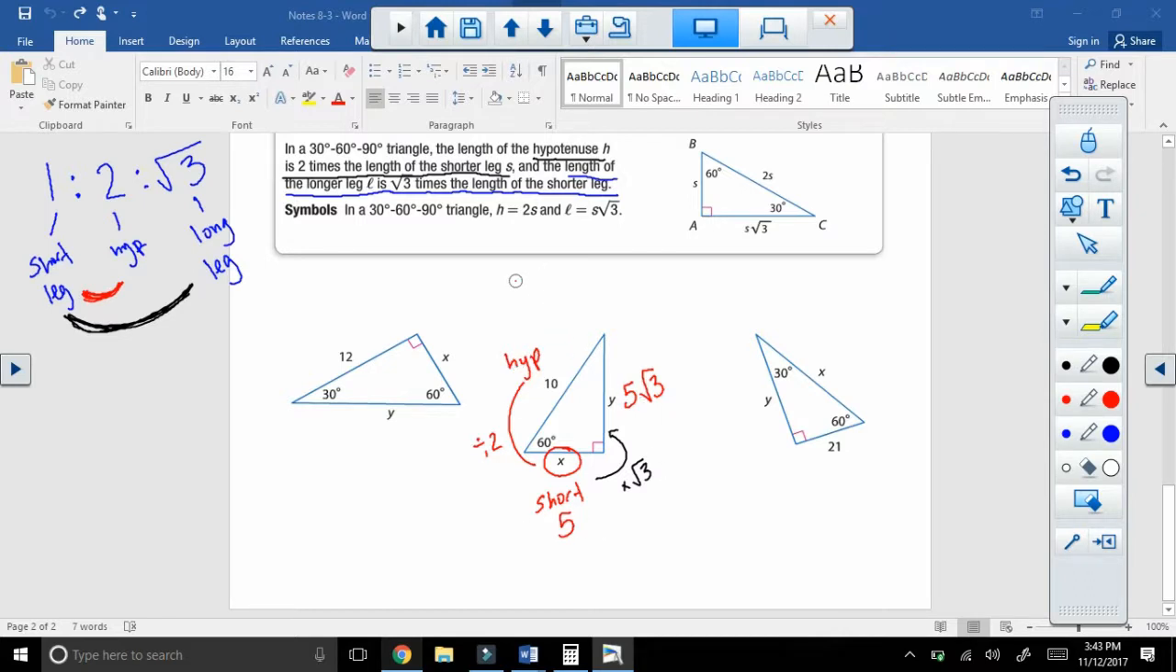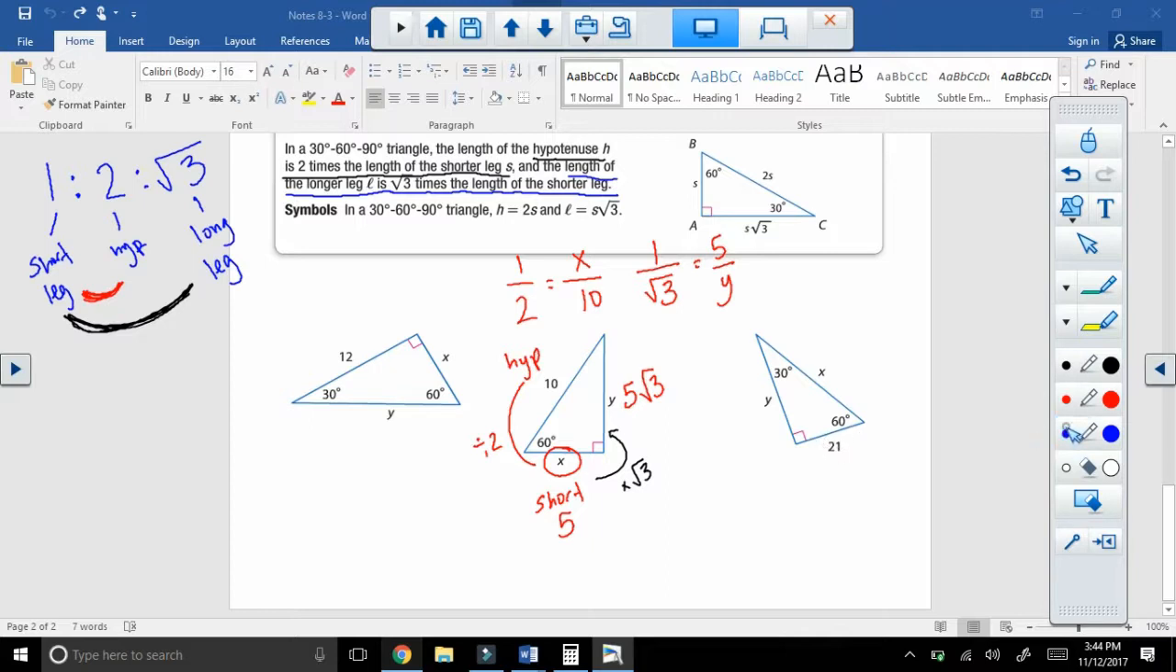If you would like to set up proportions, you could always do that also. You could say that the relationship between these two is 1 to 2. You don't know the short leg, and you know the hypotenuse is 10, and then you could cross multiply. Or the relationship between the short leg and the long leg is 1 to the square root of 3, and that would be 5 to y, and then again you could cross multiply. Probably once you have this down you won't have to do that, but if that maybe helps a little bit at the beginning, you could always set up proportions.